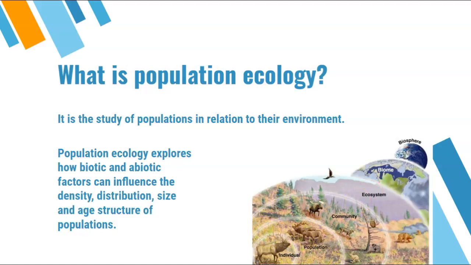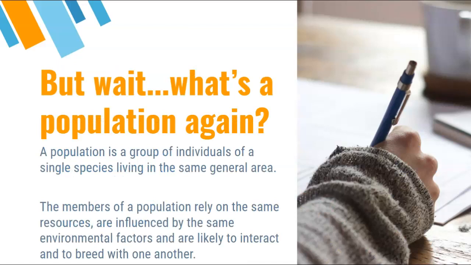Just put this in your mind of how zoomed in we are, okay? And we're looking at how different factors can influence the size and where they are and different age structures and things like that. We're going to get into all of these things. Let's be really clear about what a population is, okay? A population is a group of individuals of a single species.